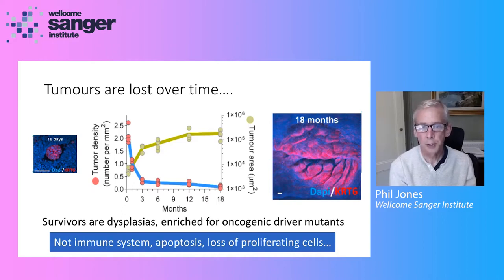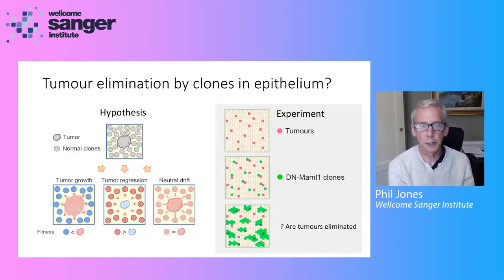So having come up with a load of negatives, we went on to ask what it might be and formulated this hypothesis that maybe it's the very competitive clones in the normal epithelium that are affecting the survival of the tumours. So for a tumour to grow in a very mutated epithelium, it has to be fitter than the surrounding clones, mutant clones in the normal tissue. And if it was the same fitness, then that tumour would just be neutrally competing with the tissue. But if the surrounding clones are fitter than the early tumour, it might get lost.